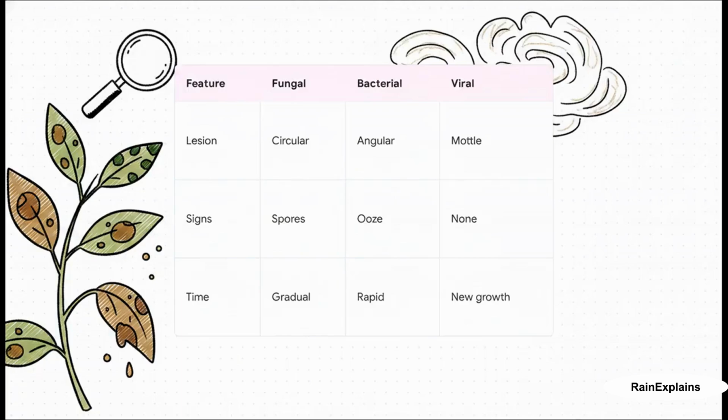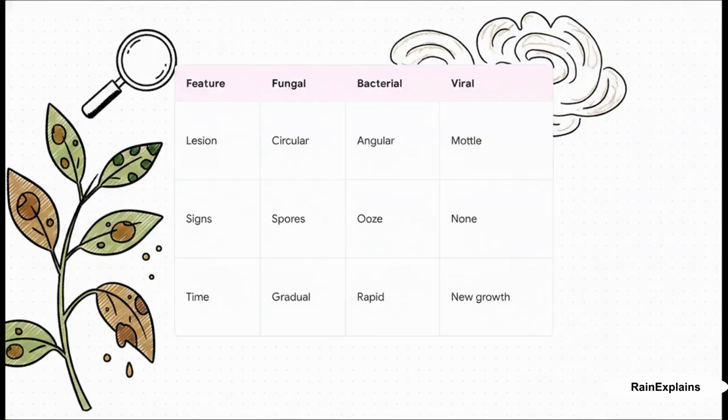For example, fungal pathogens often leave these circular or irregular lesions that expand gradually. Bacterial pathogens, on the other hand, might show water-soaked, angular borders and spread super rapidly in humidity, sometimes even producing a visible, kind of gross ooze. Viral pathogens often present as a systemic mottle or a mosaic pattern on new growth.